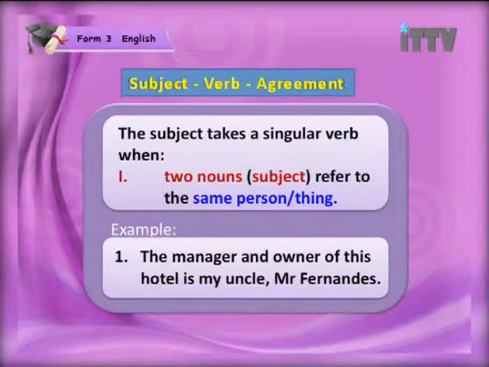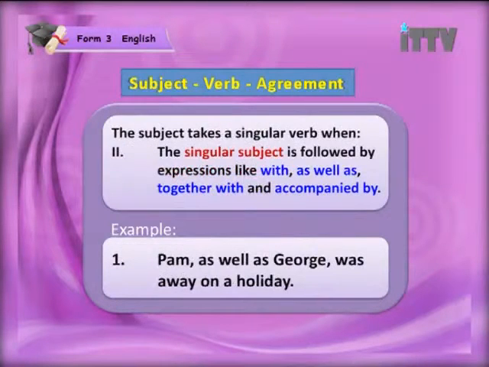The next one. The subject takes a singular verb when two nouns refer to the same person or thing. We are still talking about the subject. Example, the manager and owner of this hotel is my uncle, Mr. Fernandez. So here we have two nouns, manager, owner. Manager and owner is the subject. Understood? Good.